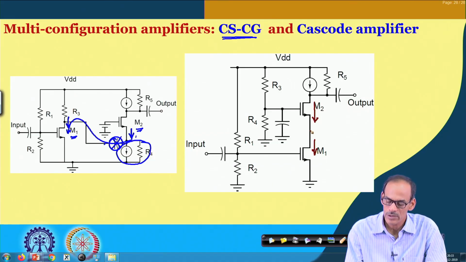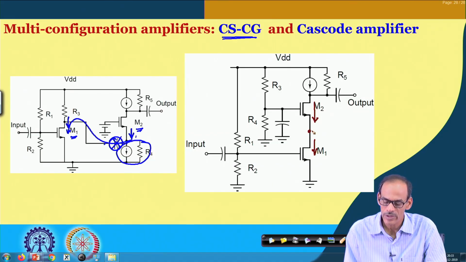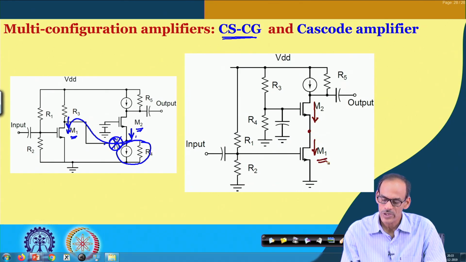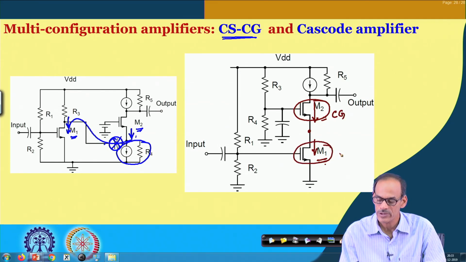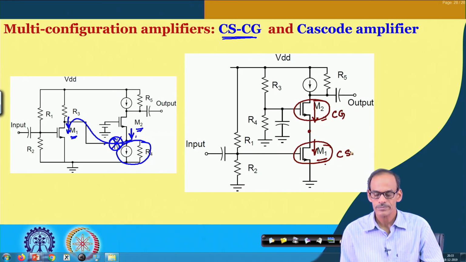Here the connection is a direct connection, and similar to the BJT cascode, we will be discussing how the signal propagates from the common source stage to the common gate stage. We can say that M2 is performing the common gate configuration, whereas M1 is performing the role of the common source configuration.